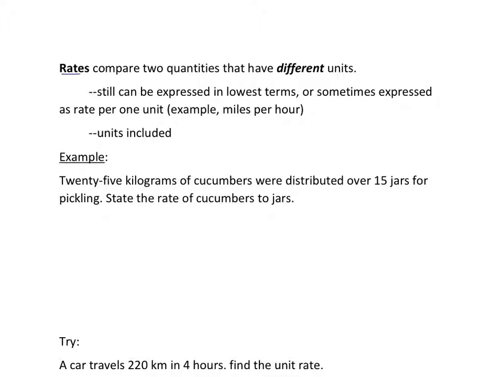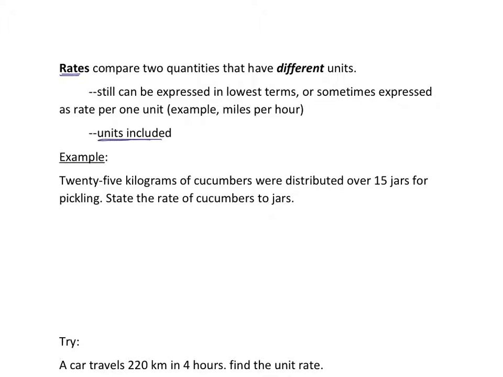Rates are a little bit different than ratios because they compare two quantities that have different units. We still can express them in lowest terms, or sometimes we express a rate per 1 unit, so miles per hour rather than miles per 2 or 3 hours. We often reduce it, and we always include the units with rates because it's important to do that.